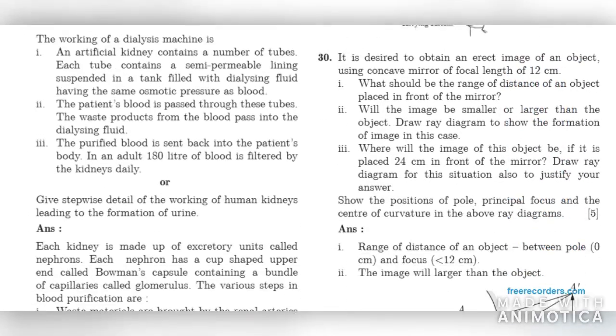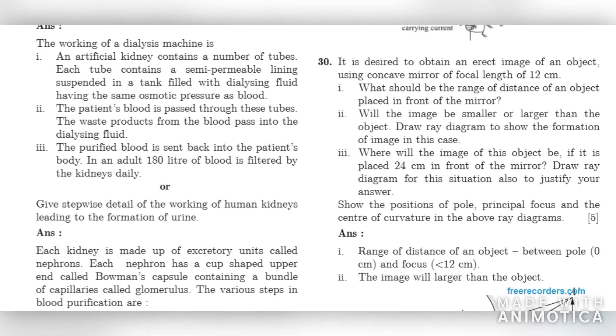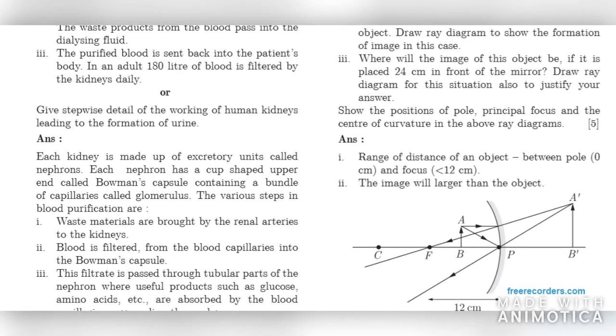Now question number 30, which is from the physics part. It says it is desired to obtain an erect image of an object using a concave mirror of focal length 12 cm. What should be the range of the distance of an object placed in front of the mirror? It should be between the pole, that is 0 cm, and the focus, 12 cm. Now the second one: will the image be smaller or larger than the object? Draw a ray diagram to show the formation of the image in this case. I will show you how it will form.